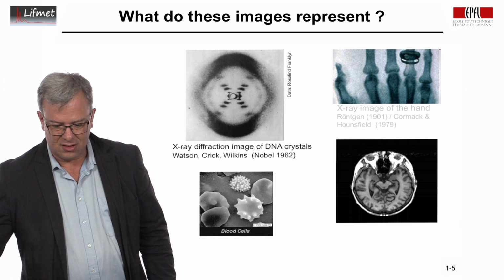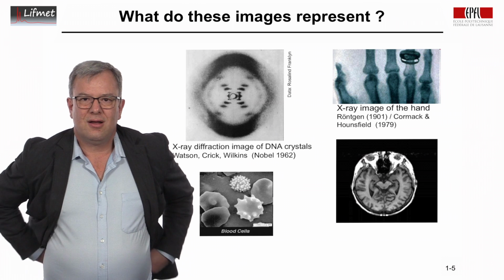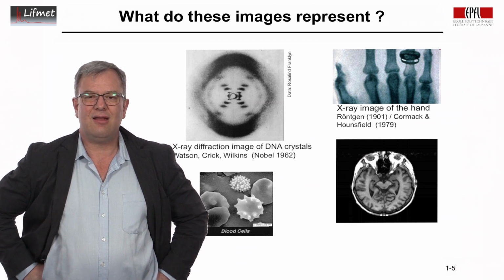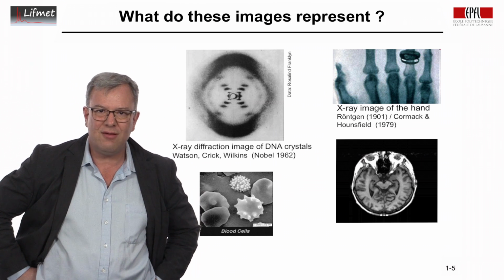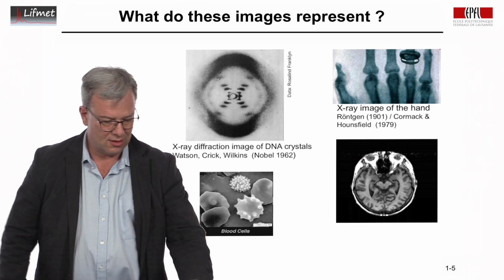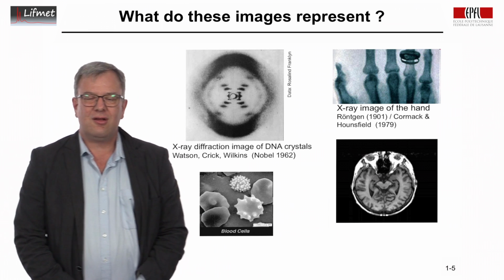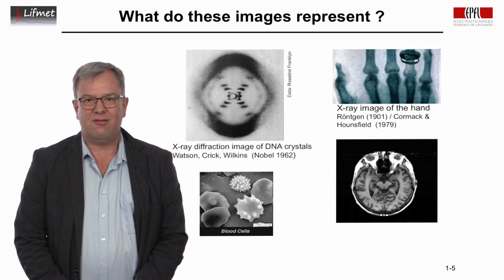Let's take this image here. This is actually a very well-known image, very famous, taken in 1895. It is the hand of the wife of Wilhelm Conrad Röntgen. It is befitting that Röntgen received the first Nobel Prize in physics.